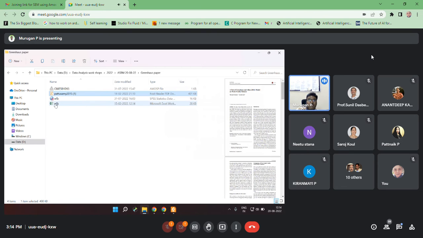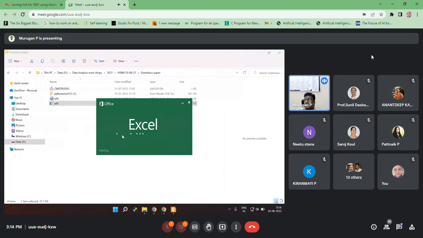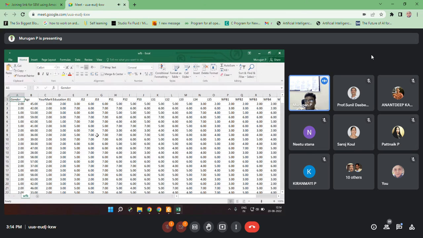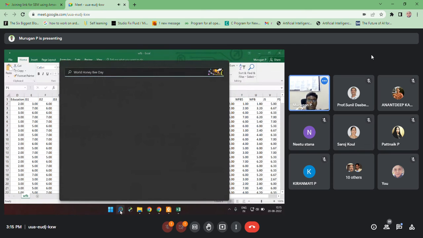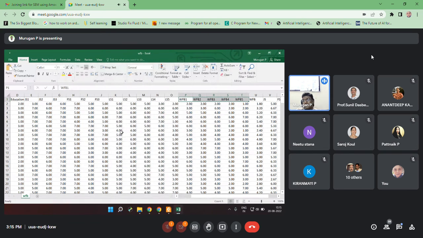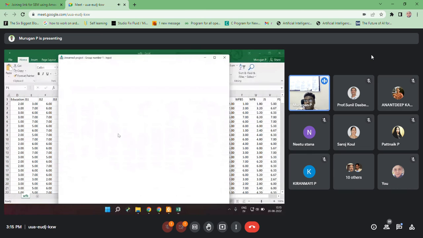If you look at the data set, to save time I'm using the Excel version, because Excel opens quickly while SPSS requires more time. Here I have gender, age, marital status, and education. JS1, JS2, JS3 are the 3 items used to measure job satisfaction. FS1, FS2, FS3 are the 3 items used to measure family satisfaction. LS1 to LS5 are the life satisfaction items. Work-family balance 1 to 5 are the work-family balance items. Clear? Yes, sir. Now I'll open Amos, draw the same diagram, and then quickly show you how to test the mediation.